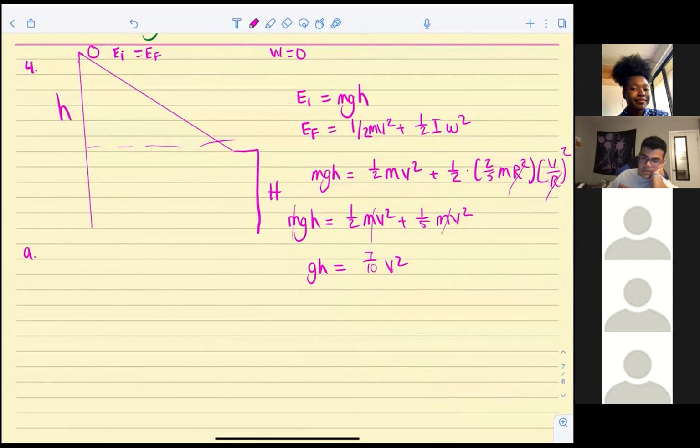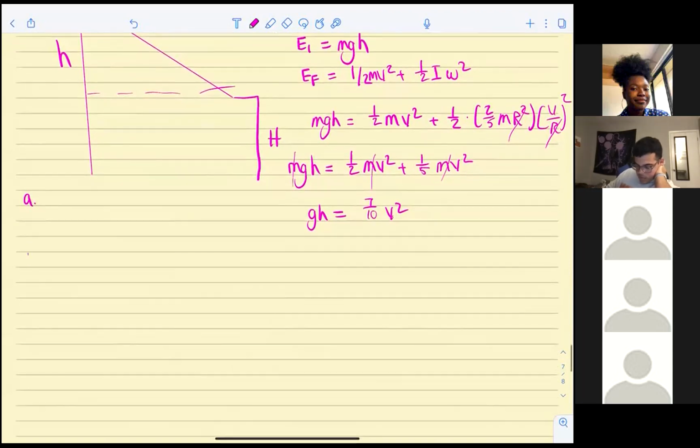Yes, the problem will say that it's rolling without slipping. Definitely. So B says, how fast is the ball traveling when it strikes the floor?